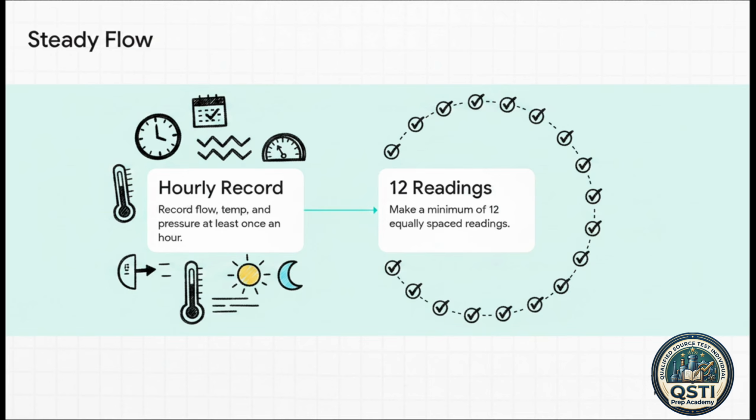Well, it depends slightly on your flow type. For continuous, steady flow, you have to record your metering device flow rate or pressure drop rating along with temperature and pressure at least once an hour. Plus, you're required to take a minimum of 12 equally spaced readings of each parameter during your test period. Don't forget to grab your barometric pressure at both the start and the end of the test.